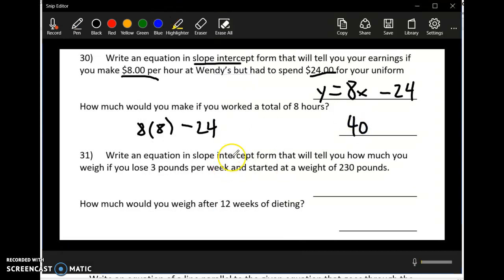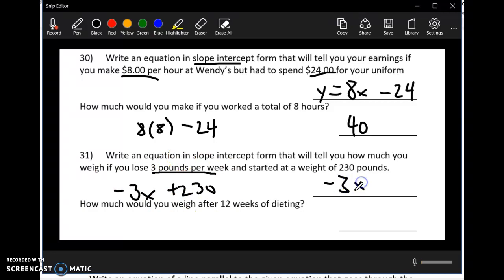Let's look at this one. It says, write a line equation for the following situation. If you lose 3 pounds per week, again, this is my slope because it's a multiple time thing. And if I'm losing the weight, I'd say it's minus 3x. And then I started at 230 pounds. Well, that's got to be plus 230 because that's how much I started with.